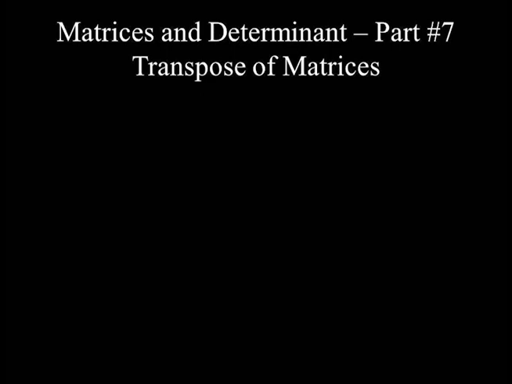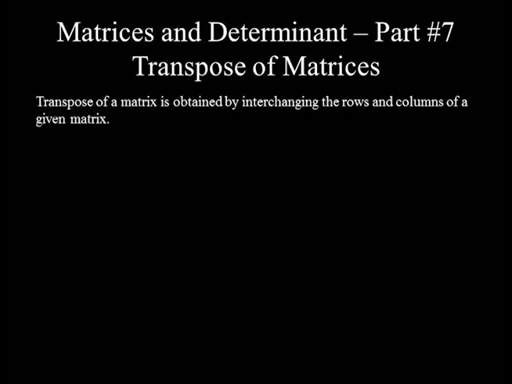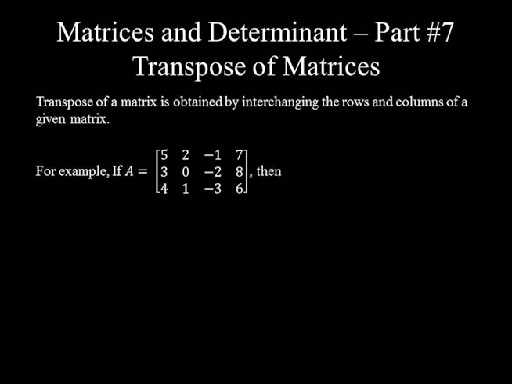In this part 7 of the matrix and determinant series, we are going to discuss the transpose of a matrix. The transpose of a matrix is obtained simply by interchanging the rows and columns of a given matrix. For example, if matrix A equals this 3 by 4 matrix, then the transpose of matrix A, which is denoted as A super T, is determined simply by interchanging rows and columns.